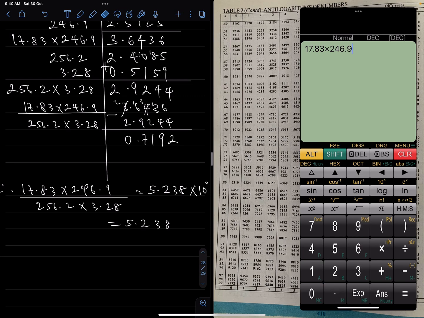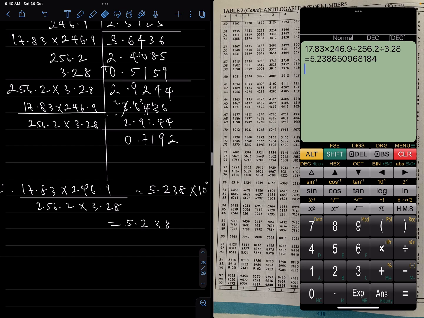246.9 divided by... you should do divided by 256. Except you have to put them in brackets. 0.2 divided by 3.28. What did you get? 5.28, 2386. We got 238.